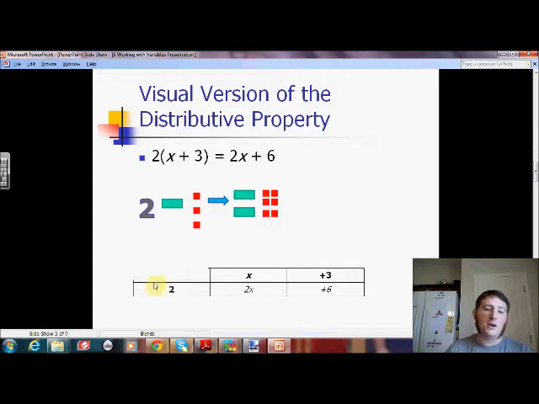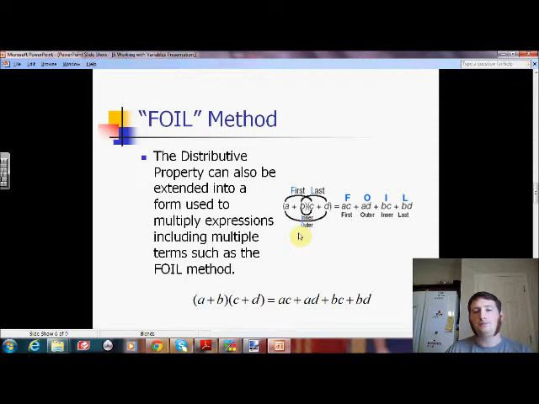You might also draw a visual version that doesn't have these little tile-like symbols, and just say, okay, well, 2 times x plus 3. Well, 2 times x is 2x. 2 times 3 is plus 6. And so there's your two good visual reasons why the distributive property works that way. You might remember hearing about FOIL. And FOIL's great if you need FOIL to remember how to do it, but you need to realize it's really just the distributive property.